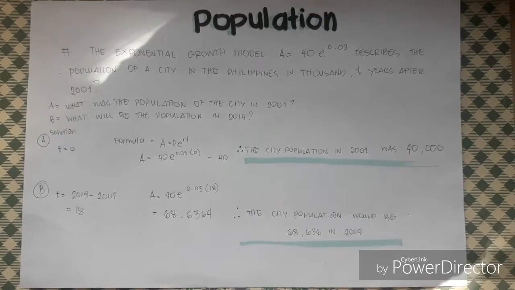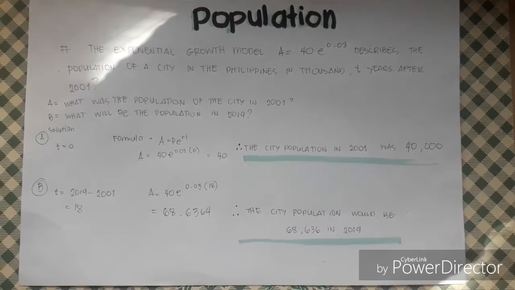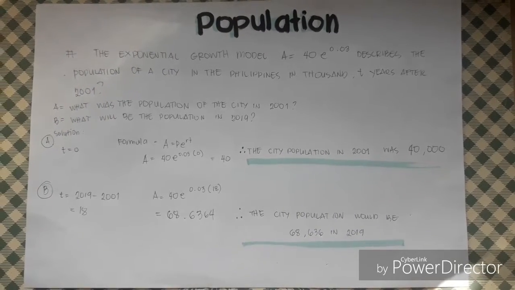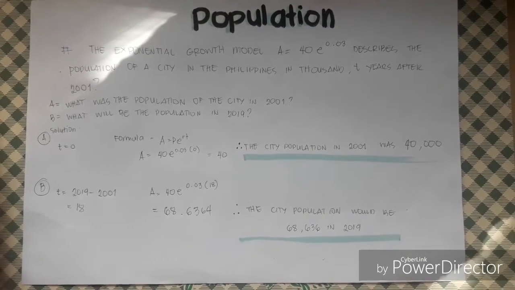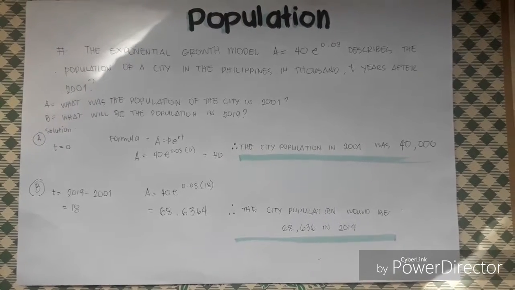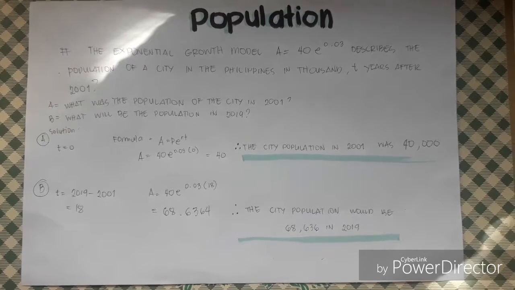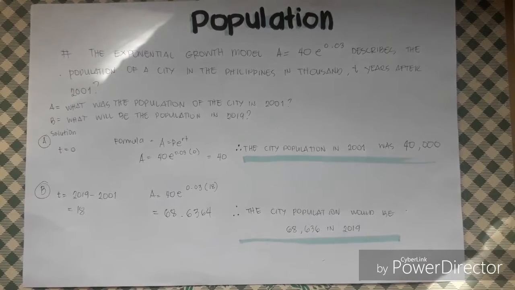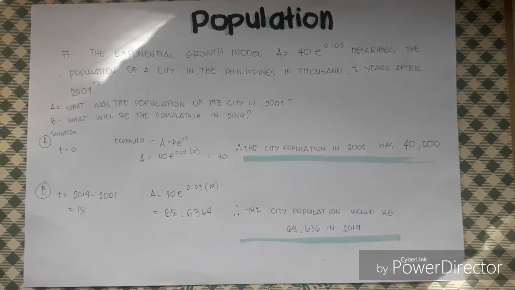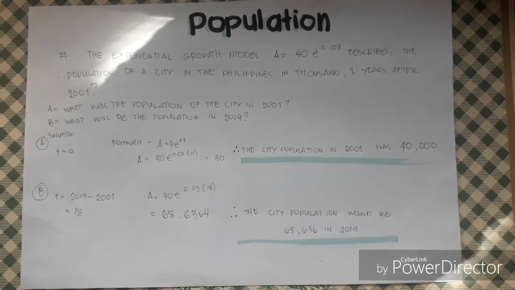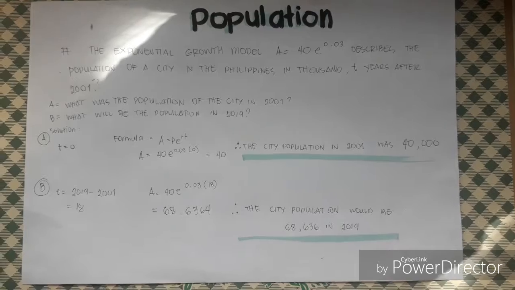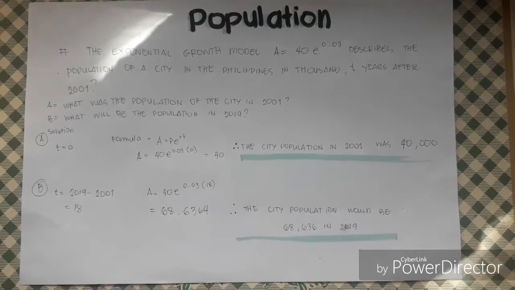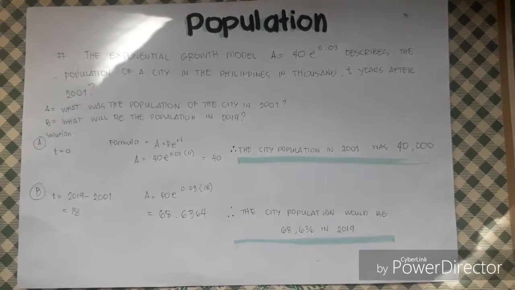Next, what will be the population in 2019? Since it is asking for 2019, let us subtract 2019 to 2001 to get the years, which is 18. Then proceed to the formula, which is 40 e raised to 0.03, then 18. Then the answer would be 68.6364. Therefore, the city population would be 68,636 in 2019.